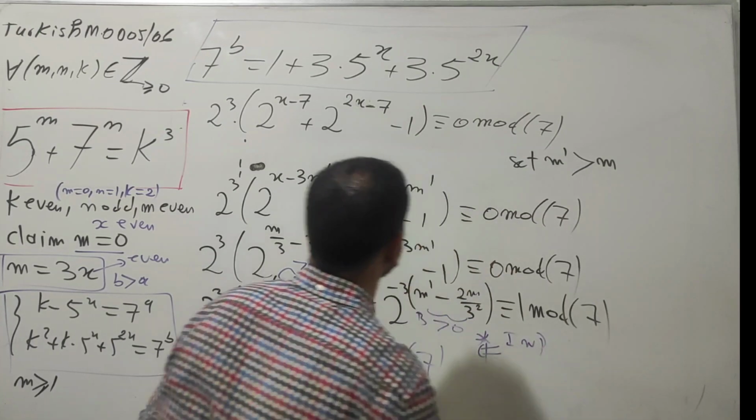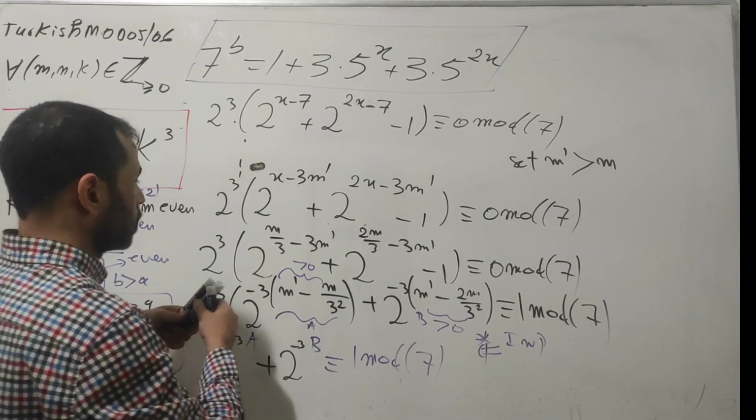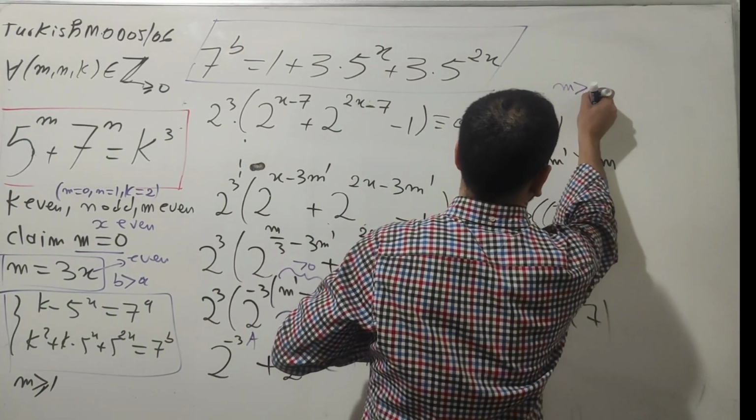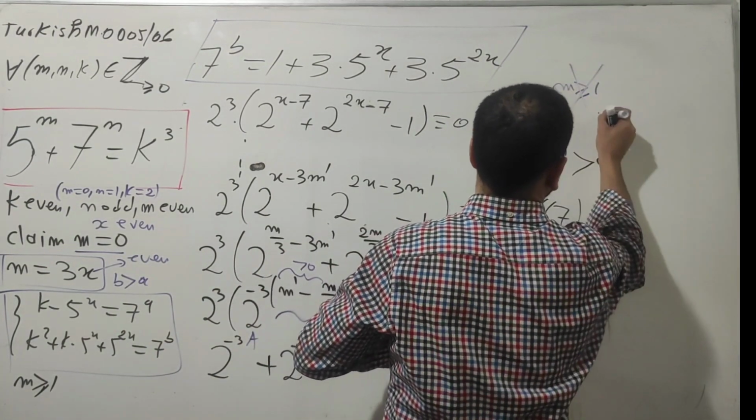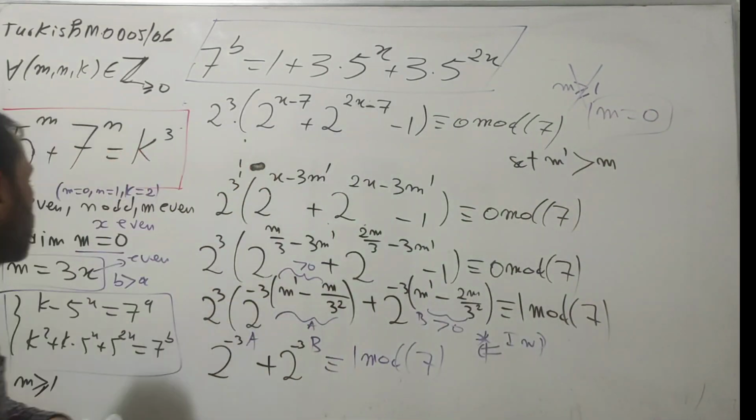Impossible. What does impossible mean? m prime equal to 1 doesn't work, which means m equals 0. m equals 0 is going to give us the solution that we found previously.